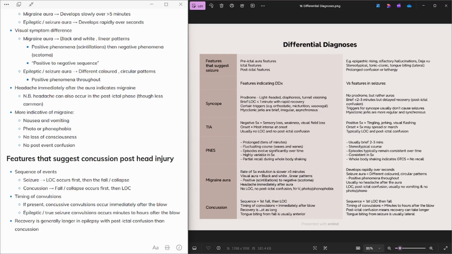If there are convulsions, then concussive convulsions typically occur immediately after the blow, within seconds to minutes. However, convulsions that indicate seizures will happen minutes to hours after the blow. So the blow is quite distinct temporally from the convulsions. In concussions, the recovery in the acute phase is not as long, whereas in seizures, as we know, there is post-ictal confusion, which means that the recovery can take longer. And if there is tongue biting from a fall, for example, the patient falls down and bangs their chin, the tongue bite is usually anterior, whereas in seizures, the tongue biting is lateral.